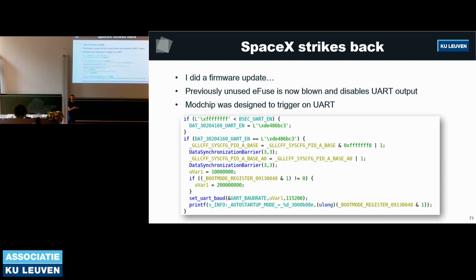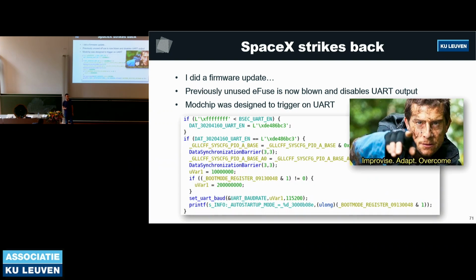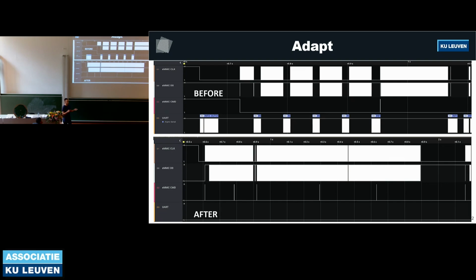stop the terminal from outputting anything over UART. And this was, of course, very frustrating for me because I was using the UART information to trigger my fault injection. And of course, this means that we had to improvise, adapt, and overcome. Luckily, I had already been working on the terminal for a long time, so I had logic analyzer captures of while the dish was booting.